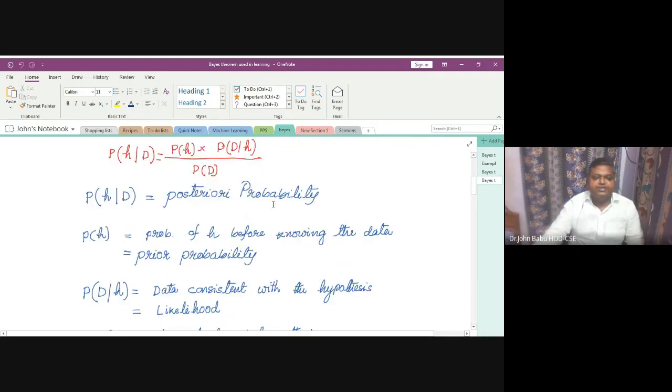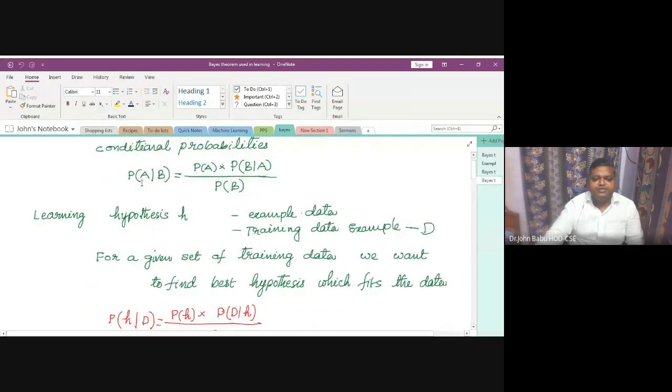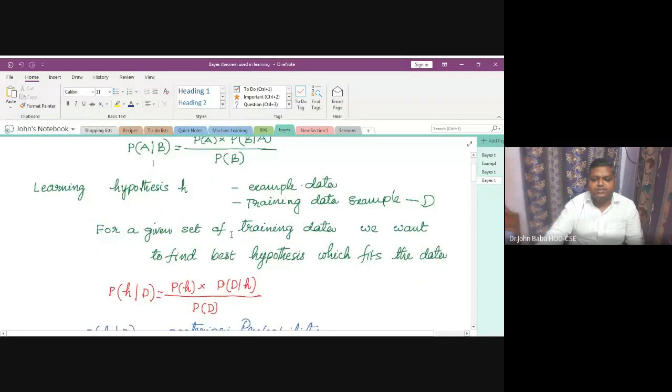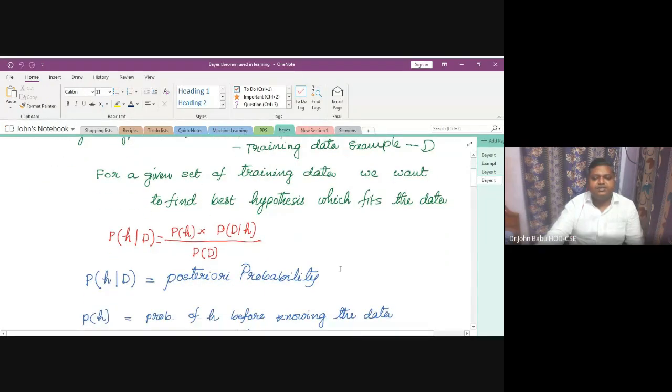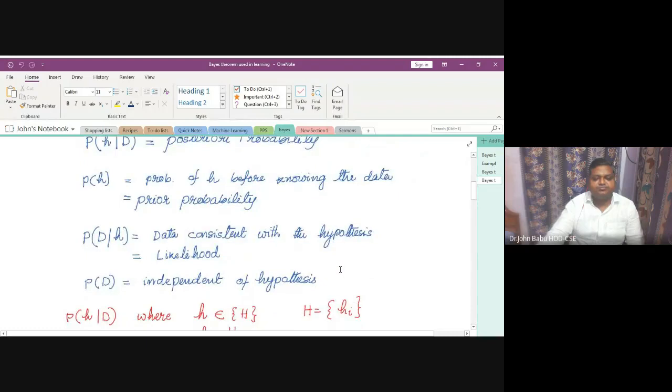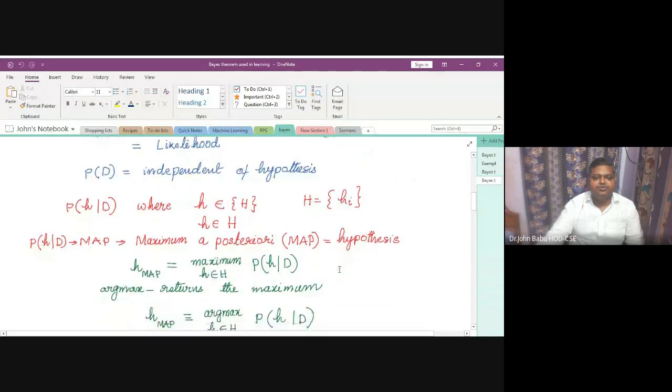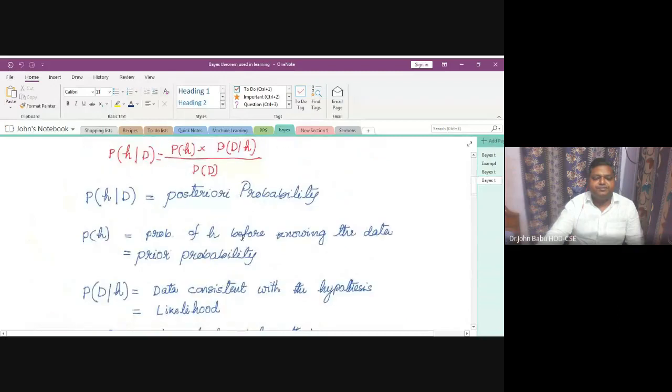And the notations here: the probability of hypothesis, which we want to calculate, because we want to find the hypothesis. In our machine learning, in all the problems, the task is to find the best hypothesis. What is the best model that will fit the given input and output value? That is our task. So this probability of hypothesis given the data is called posterior probability, posteriori probability.